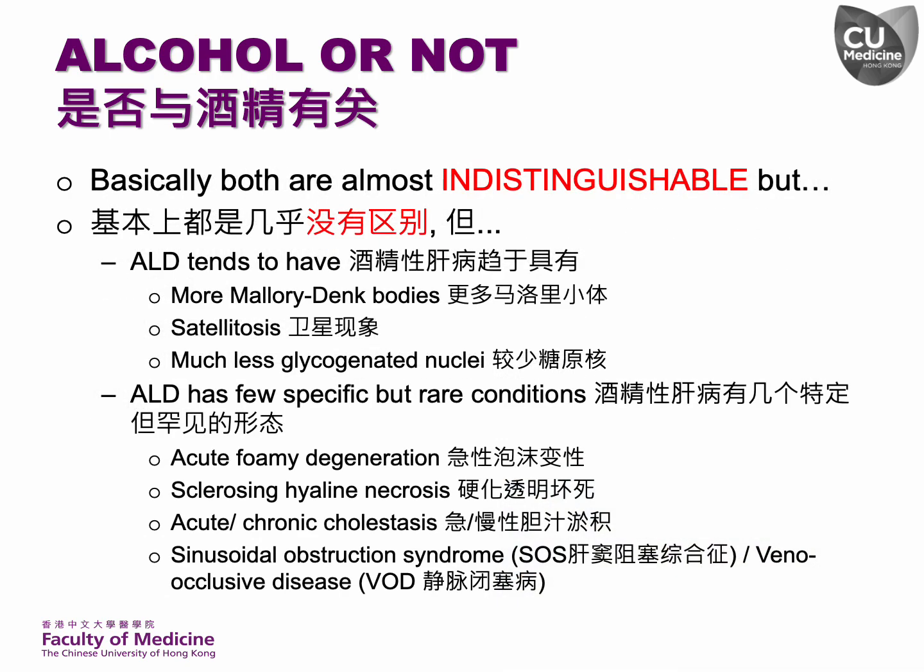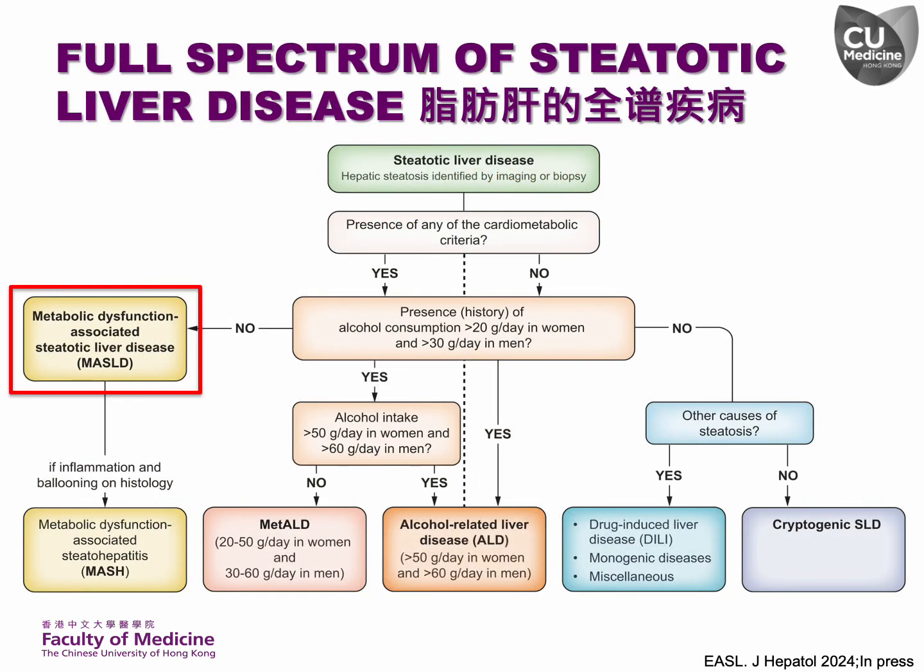Histologically, both conditions are nearly indistinguishable. However, alcohol-related liver disease may present with certain rare but specific features such as acute foamy degeneration, sclerosing hyaline necrosis, cholestasis, and sinusoidal obstruction syndrome. We now have an improved approach with a comprehensive terminology for steatotic liver diseases, focusing on alcohol consumption and the presence of metabolic risks as key factors.